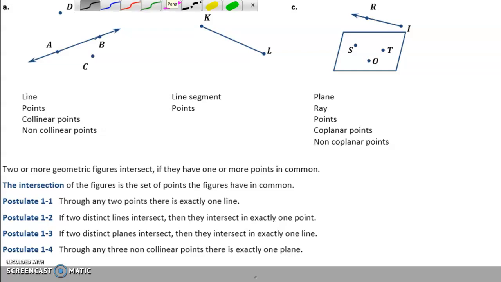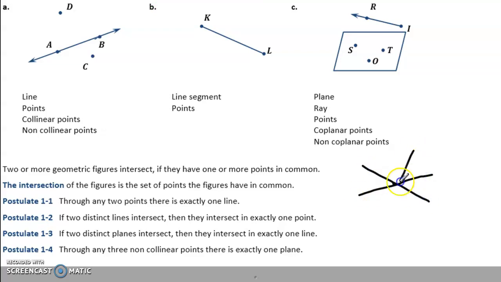So postulate number 1 says through any 2 points there is exactly one line. Okay, so we could draw a point, and through that point we could draw infinitely many lines, correct? So one point does not determine a specific line. It could determine infinitely many lines. So postulate 1-1 says that through any 2 points there's exactly one line.